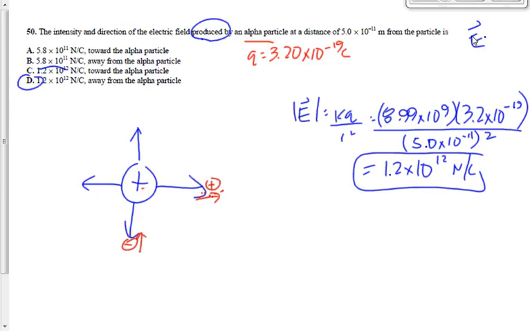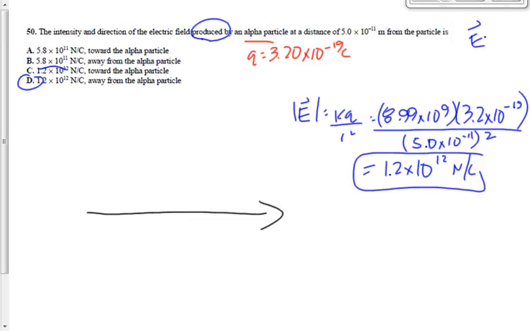Let's get rid of that picture and generalize it even more here. We've got an electric field that points to the right. I put a positive particle in that field. Which way is the force on that positive particle? Quick. Yep, to the right. Positives experience a force in the same direction as the field.